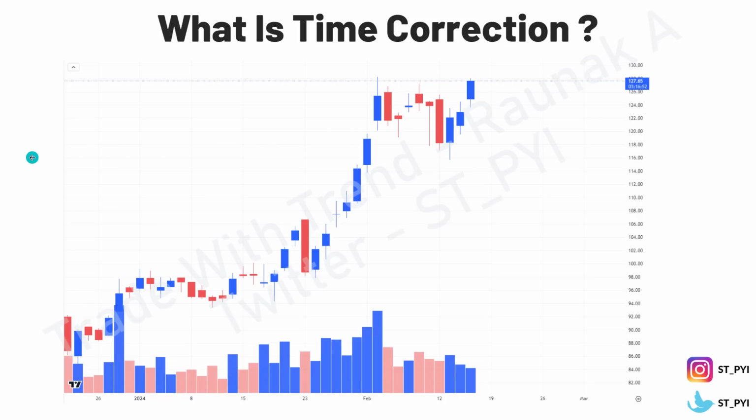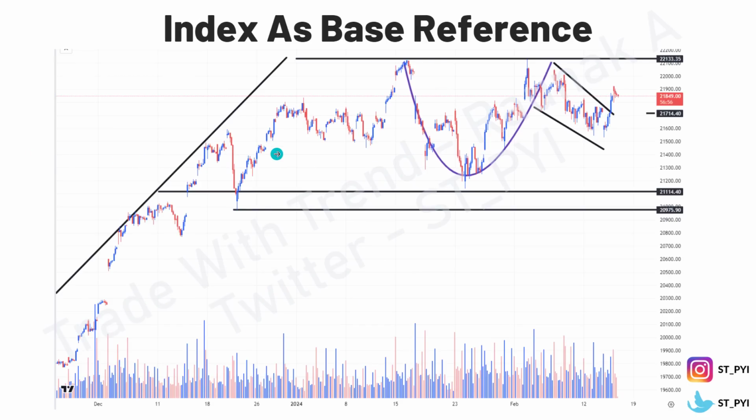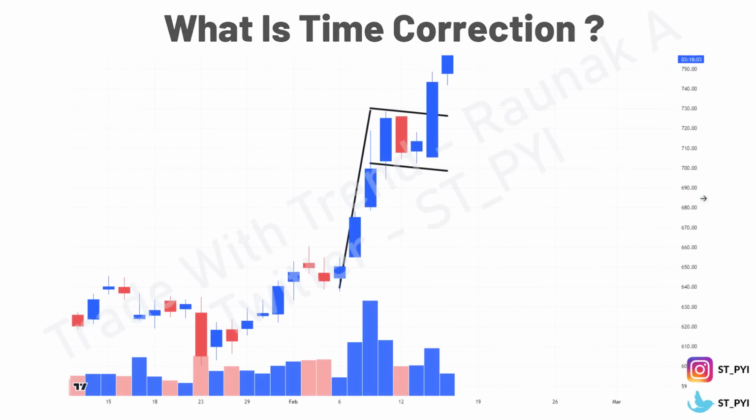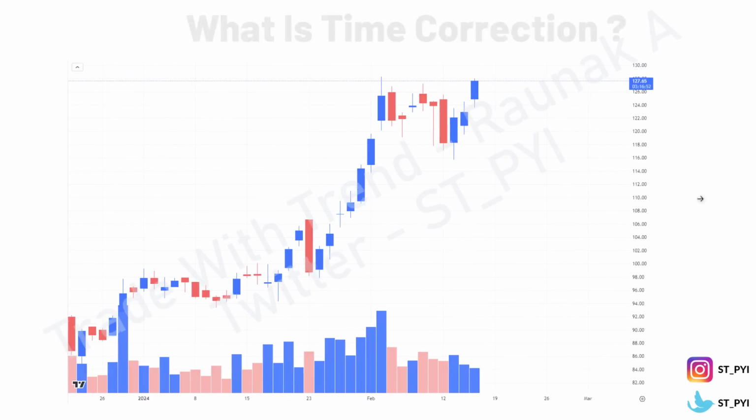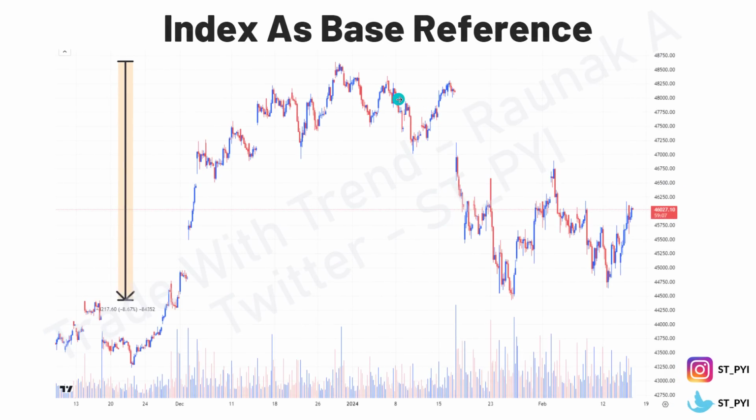So broadly, what happens in time correction is that the index remains in a range, whereas there are a lot of pockets in the market that form a base and attempt to break out. And those pockets become the leaders of this leg of the market. They don't necessarily become the leaders of the entire bull market, but they become the leaders of this particular leg of the market. Now we'll come and understand what is price correction. For understanding price correction, I'm again using an index as a base reference, which is Nifty Bank.